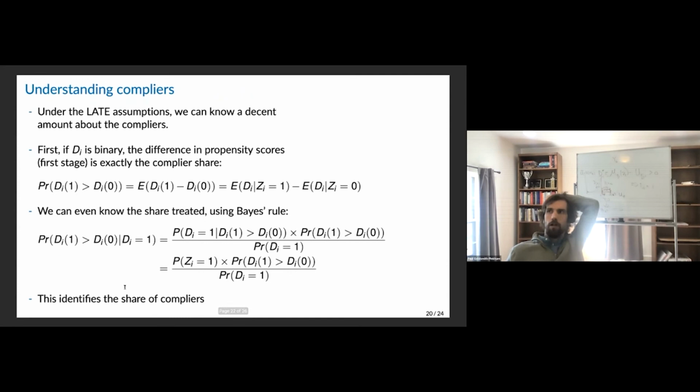Okay, in the last 6 minutes, what we're going to do is talk about what we can know about compliers. We talked a little bit about this already, but I think this is very cool, and I think it is underused by people who are using these types of approaches.